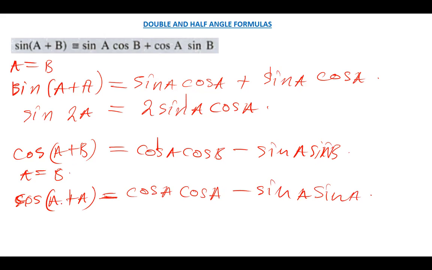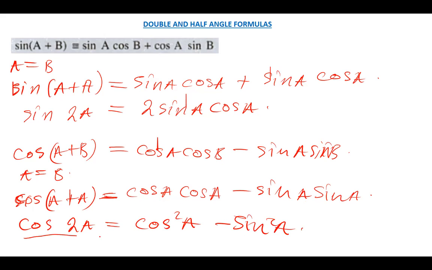So cos(A + A) will give us cos 2A. So we have cos 2A is equal to cos times cos, we get cos squared A, then minus sine times sine, which is sine squared A. So these two equations that I've found, this one here and this one there, are called double angle formulas.